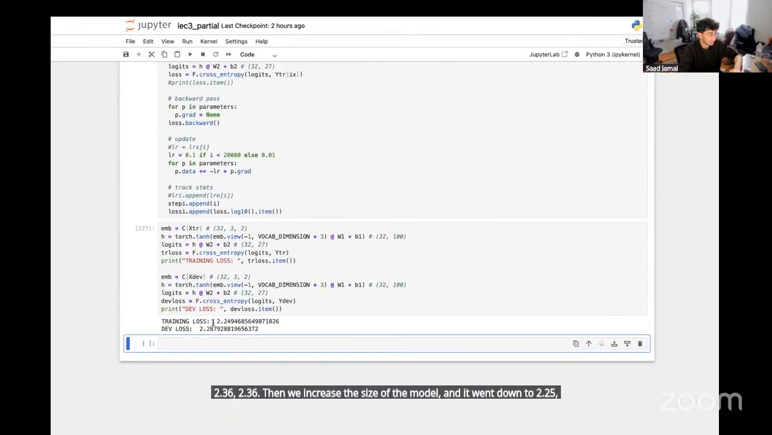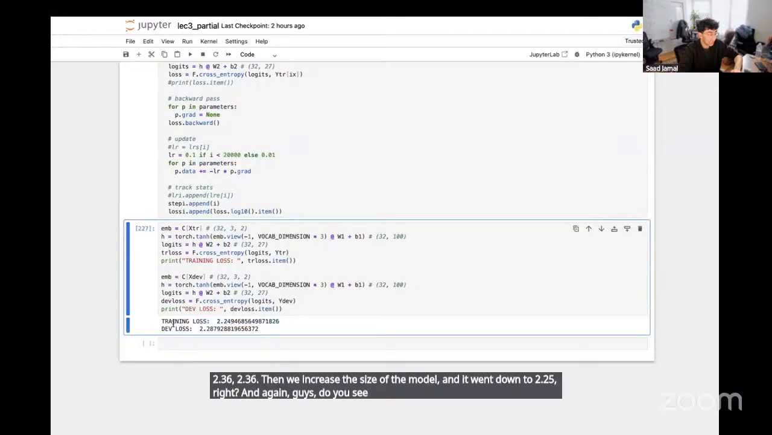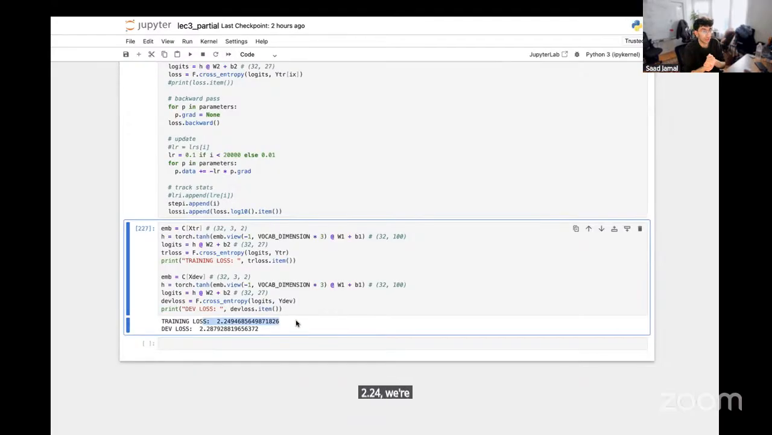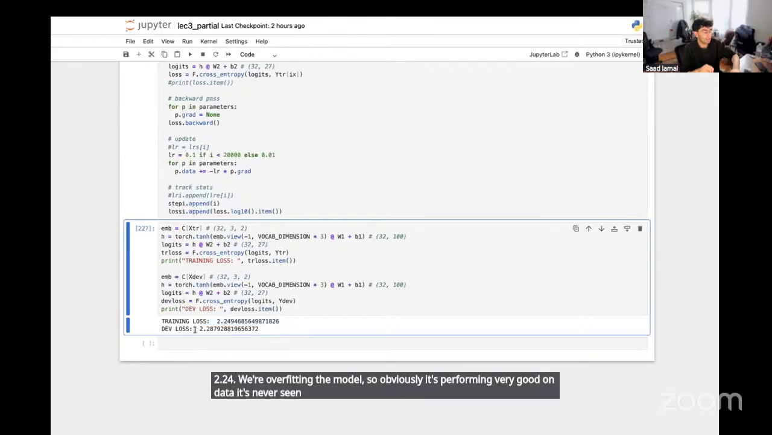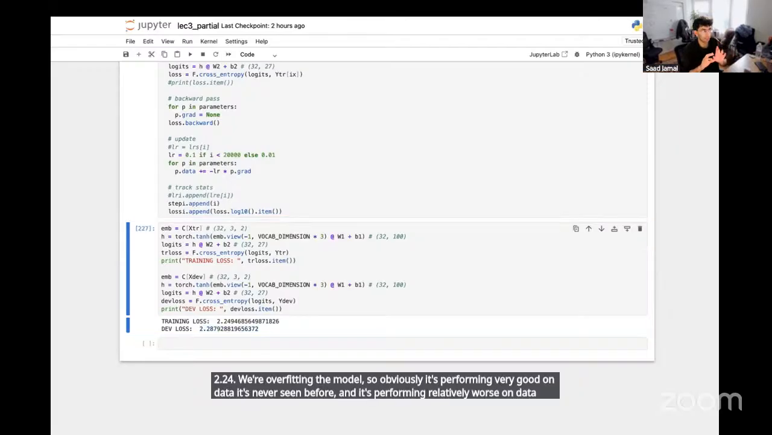And again, do you see our training loss and our validation loss are diverging? Our training loss is falling way quicker, 2.24. We're overfitting the model. So it's performing very well on data it has seen before and relatively worse on data it hasn't. Wait, let me say it again. It's performing better on data it's seen before and worse on data it hasn't. So now the model is becoming less general.